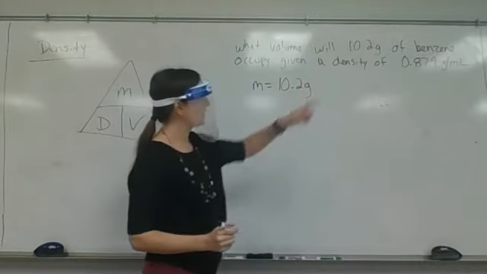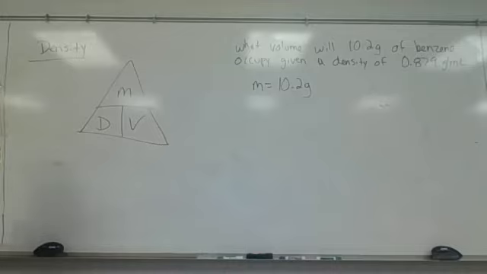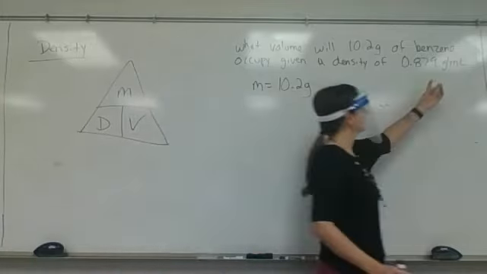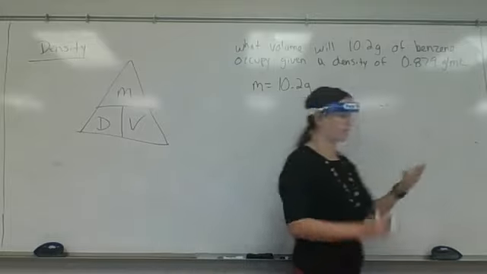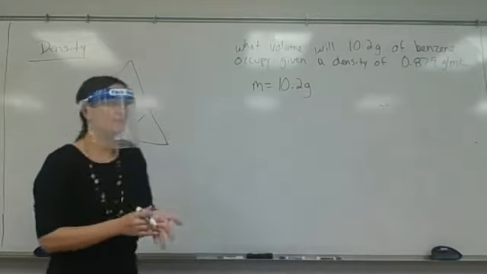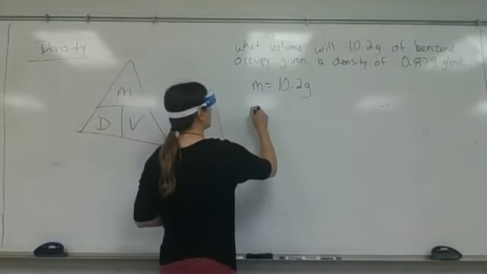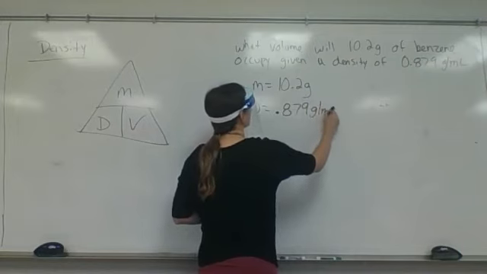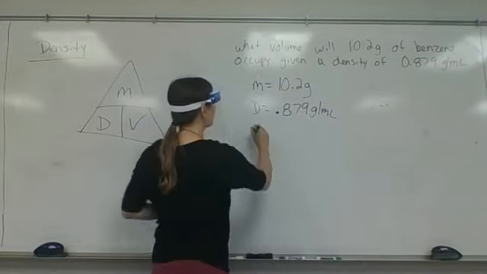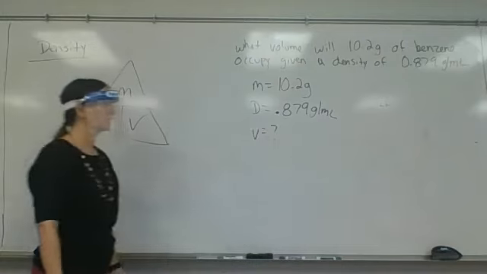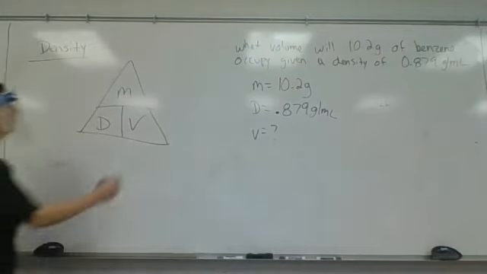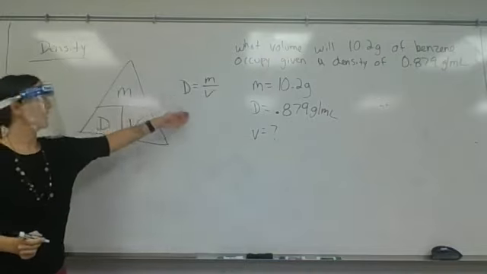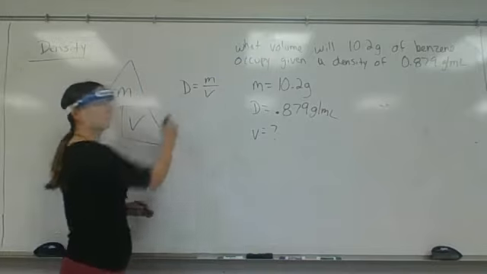Okay. What about the other number, the 0.879 grams per mil? It's the density. So density always has 2 units to it, whether it be grams per mil or kilograms per liter. It's always going to have 2 units. That's going to be my density. And so what the question is asking for then, what volume? So volume is my question mark. That's what I don't know. Okay, well, our equation solves for density.